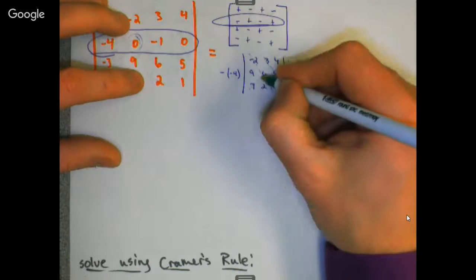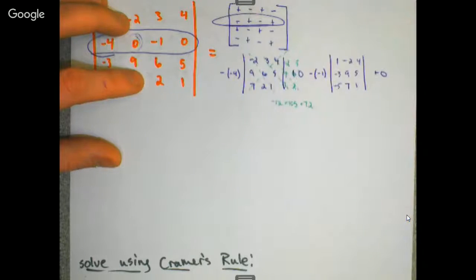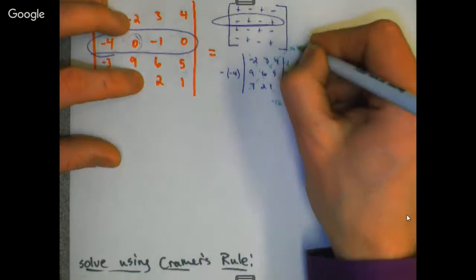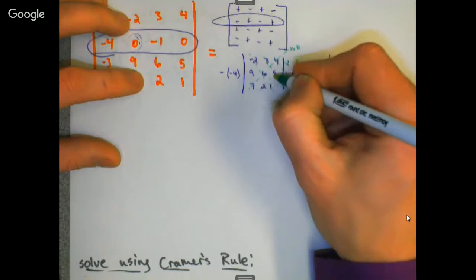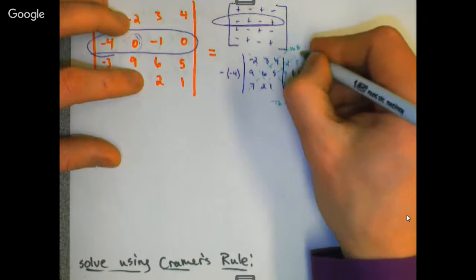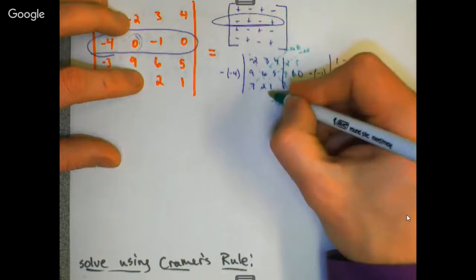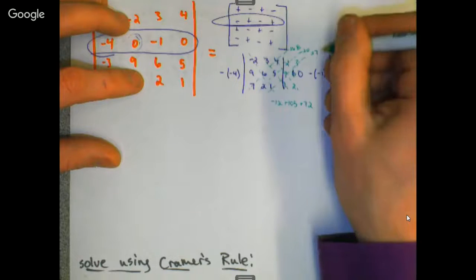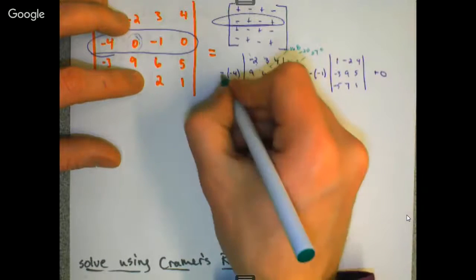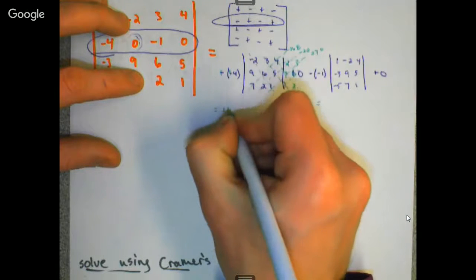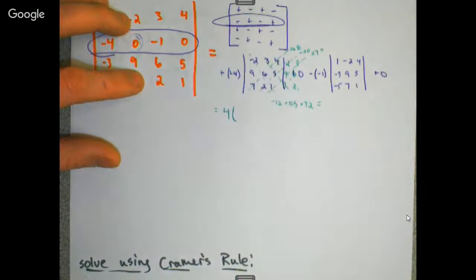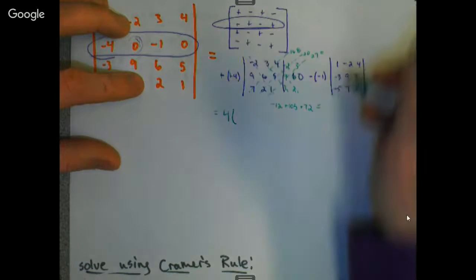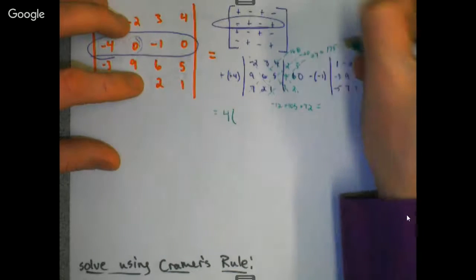Multiply this way, that's 7, 6, and 4, 168. That's 2, 5, and -2 minus 20. 1, 9, and 3, 27. Okay, so we'll add those up. So I have 4 times This is 175.